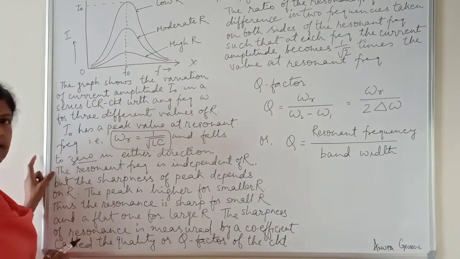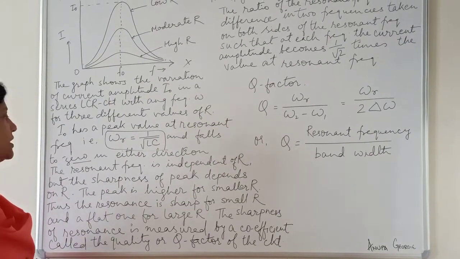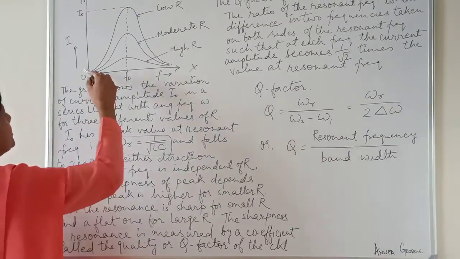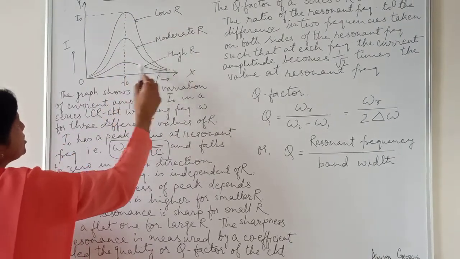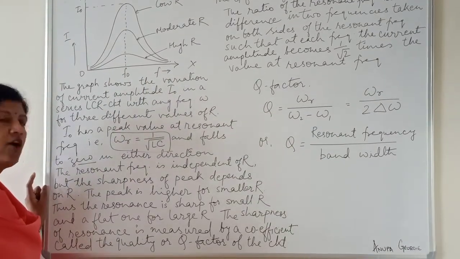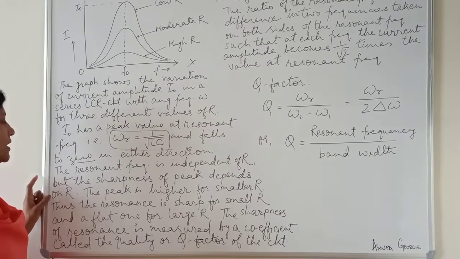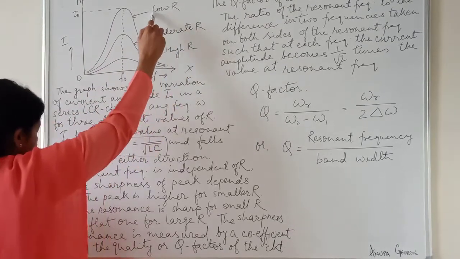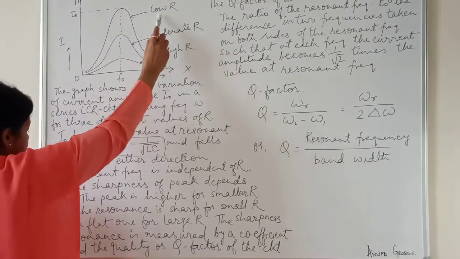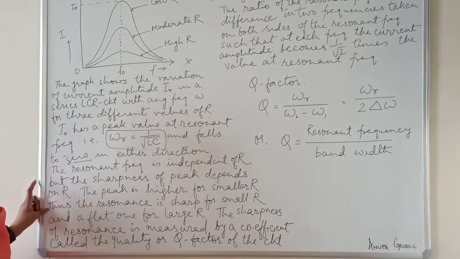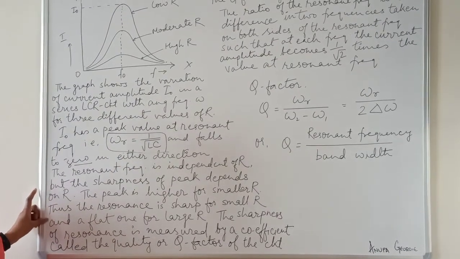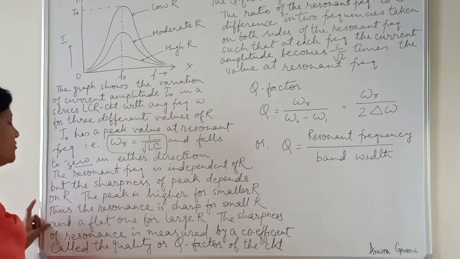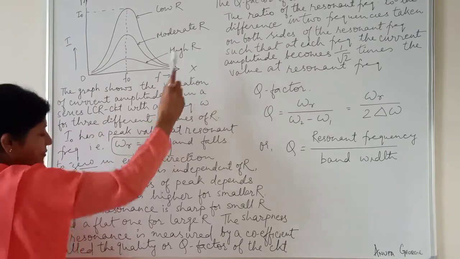The resonant frequency is independent of R, but the sharpness of the peak depends on R. The peak is higher for a smaller value of R. Thus, the resonance is sharp for small R, and for the third one, you see, a flat, almost flat peak for large R, a higher value of R.